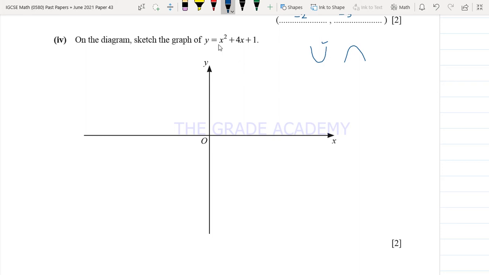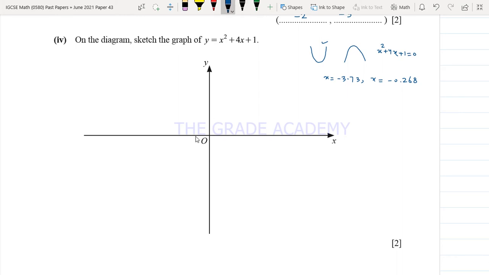Okay, so as we have already solved the equation x squared plus 4x plus 1 is equal to 0, the solutions are x equals minus 3.73 and x equals minus 0.268. These are the values where the graph of this equation will cross the x-axis. So it will cross the x-axis at these two values.